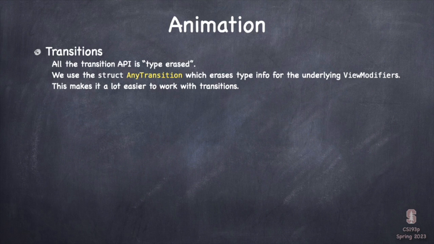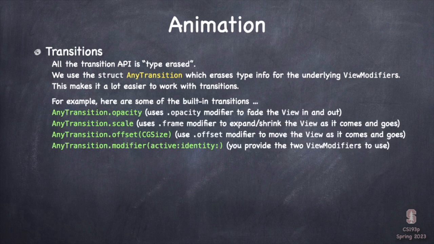That's where you're going to go in the documentation to see what kind of transitions you can do. That's where all the static lets are that define all the well-known transitions, etc. So what are some of these things? There's opacity, that's the fading in and out. There's scale, so that scales in and out. So that's a view that would shrink down to nothingness when it disappears, or if it's appearing, it would shrink up from nothingness to its full size.